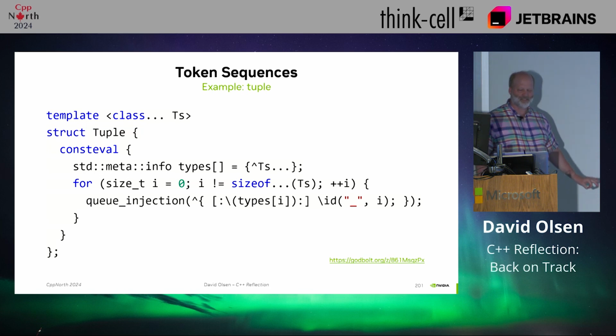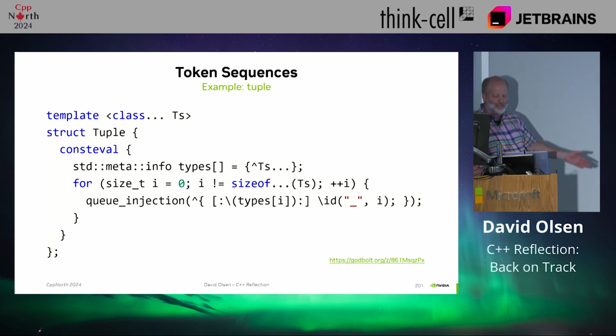Iterate over the type list within a const eval block, creating a token sequence defining a data member with a manufactured name and the correct type. That's it. Defining all the member functions and free functions for std tuple is left as an exercise for the reader.